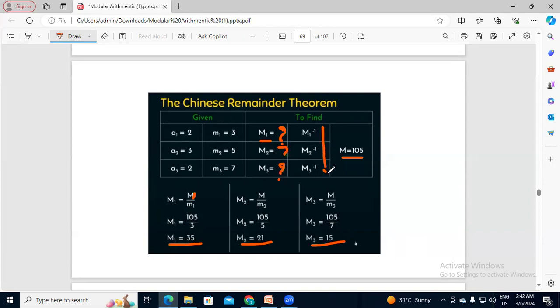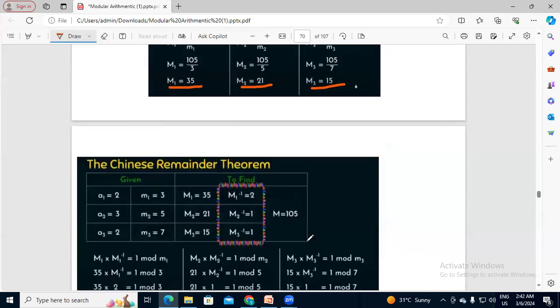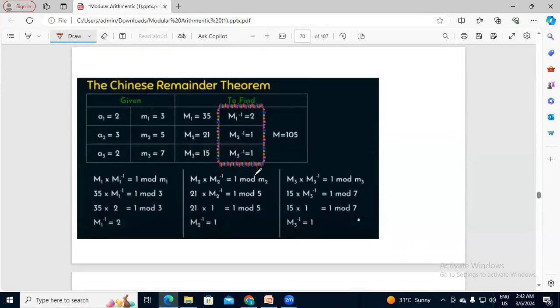Next we need to compute M1 inverse, M2 inverse and M3 inverse. So how to find them? This is nothing but the multiplicative inverse: M1 times M1 inverse is 1 mod M1. Put in the values. You need to find the multiplicative inverse of 35 mod 3. The result is 2. That's how you will have M1 inverse as 2.